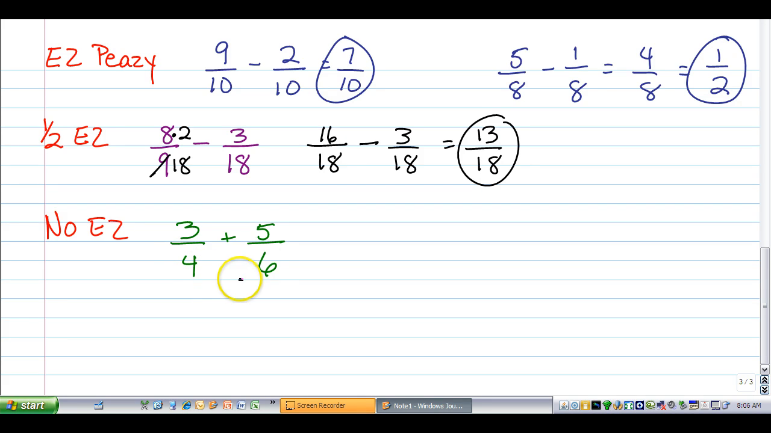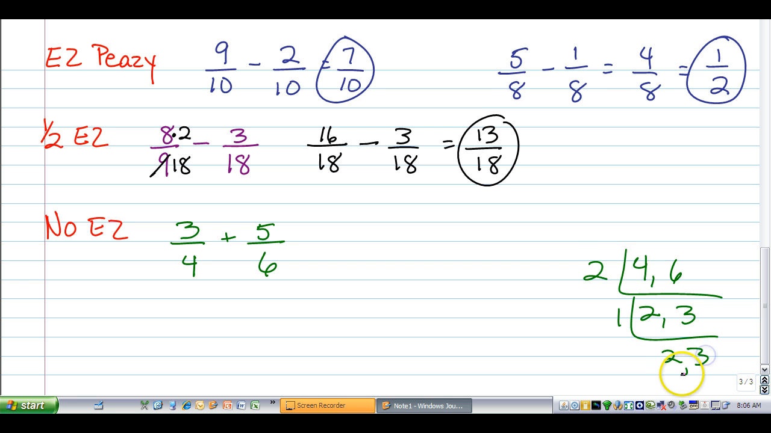And if you know your basic facts, you might be able to see it right there. If not, you could do skip counting, or you could do your ladder. We come over here, 2 can go into 4 2 times, 2 can go into 6 3 times, and then the only thing that's going to go into both of those is 1. So we always say 1 and done, and this is least common multiple.